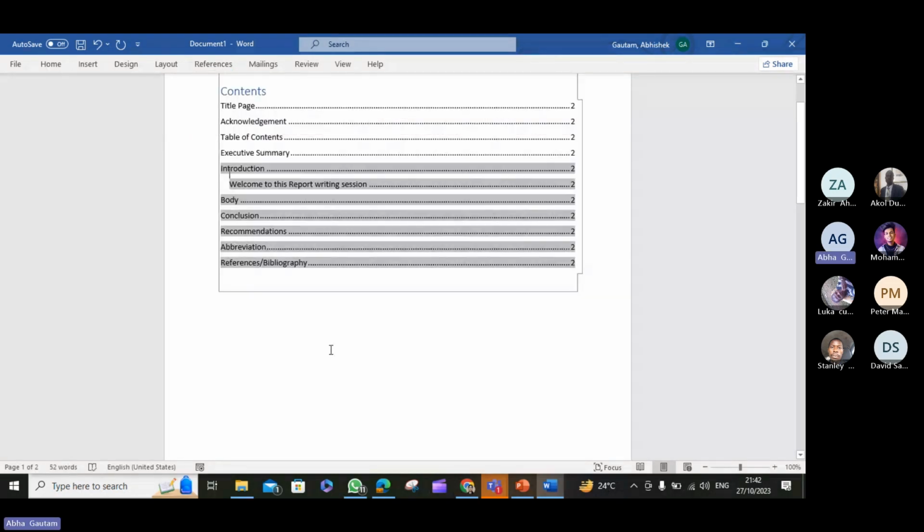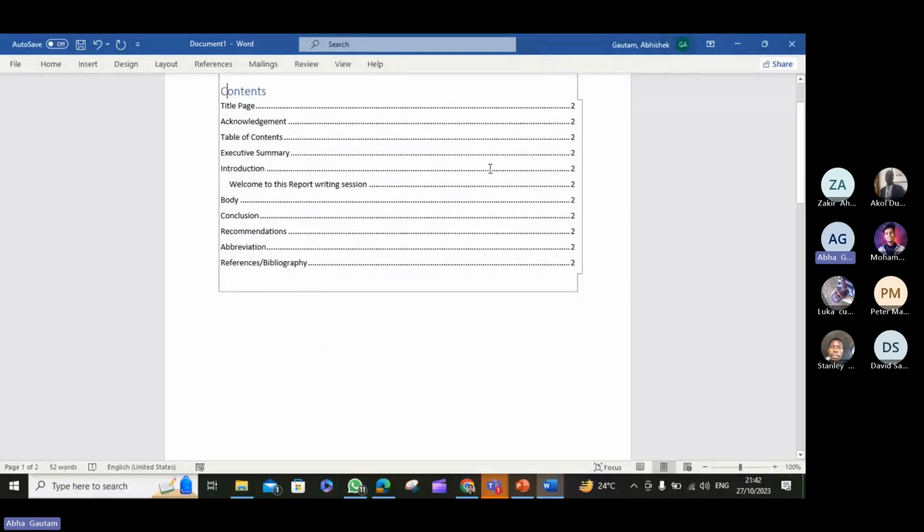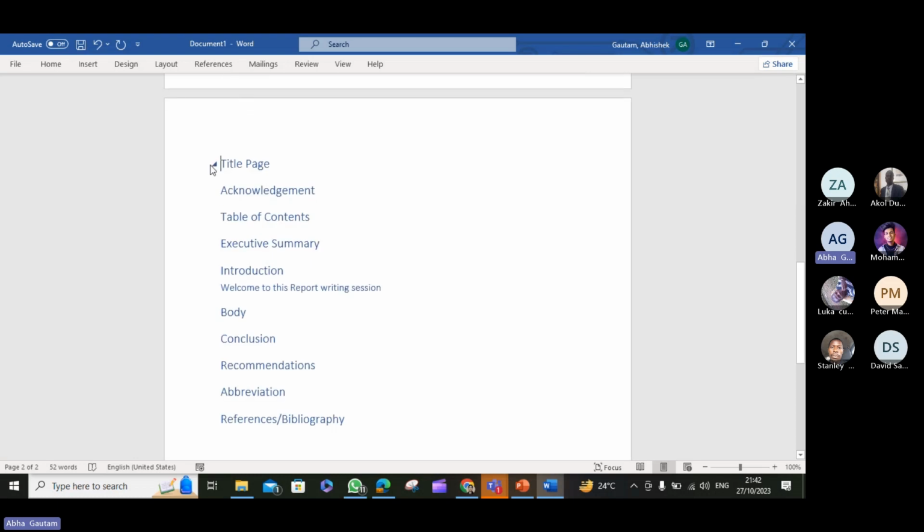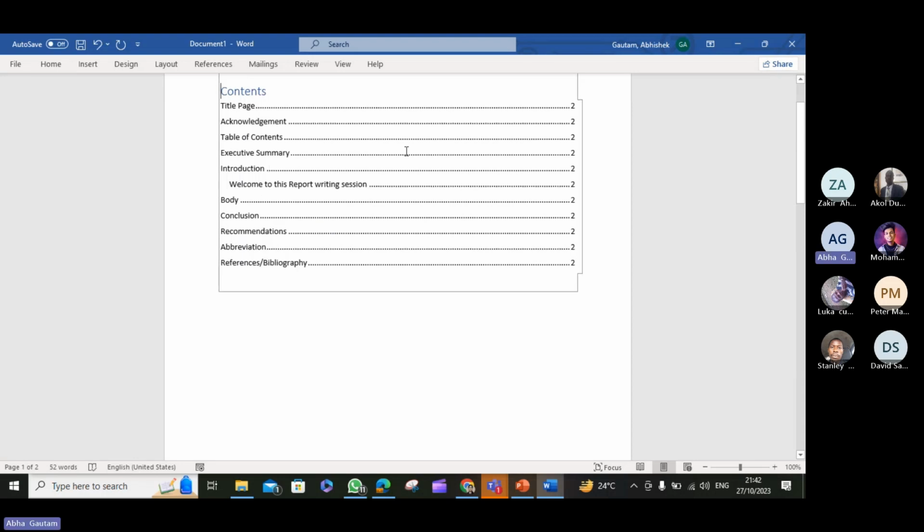So you can see it has automatically created the table of contents, whichever I chose. And because I chose this as a subheading, you can see that this is a subheading. And the interesting part of this digital report and this table of contents is that if you hover your mouse on these headings, and Control and click to follow the link, you will come to this title. And it will automatically mark the page number also.